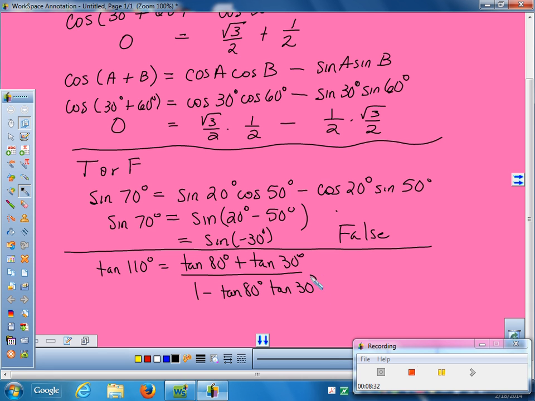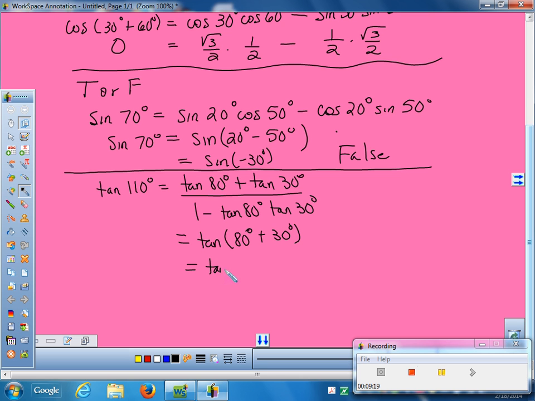So, I see tangent of A plus B. We think that's the identity because it's got a plus on top, a minus on bottom. And so I would be adding the angles, which means I would be doing 80 plus 30. And I do believe that equals 110, doesn't it? And so, they're equal, that's true.